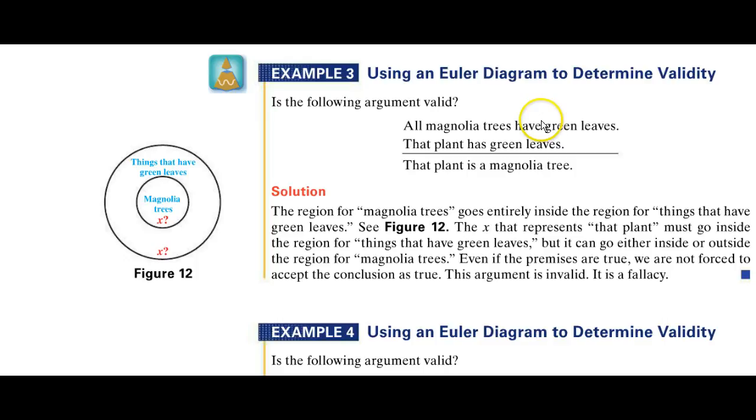Okay, let's take a look at this one. All magnolia trees have green leaves. That plant has green leaves. That plant is a magnolia tree.